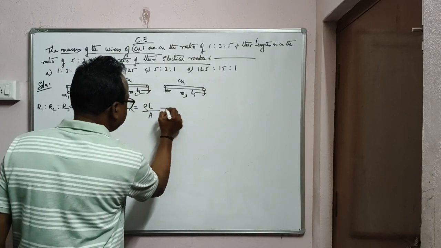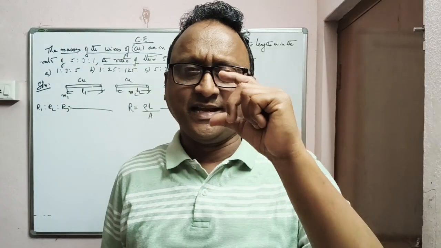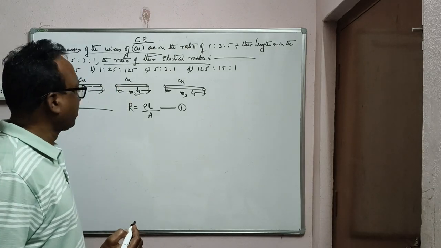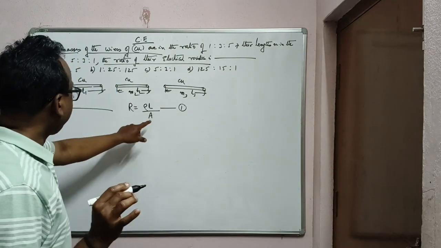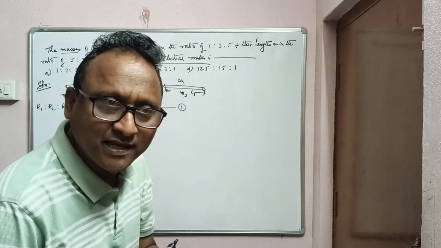Everyone knows this equation, right? In the previous videos we already discussed that resistance is directly proportional to the length of the conductor and inversely proportional to the area of the cross section. Now here, see, there is no mass factor in this. Now how to get the mass?